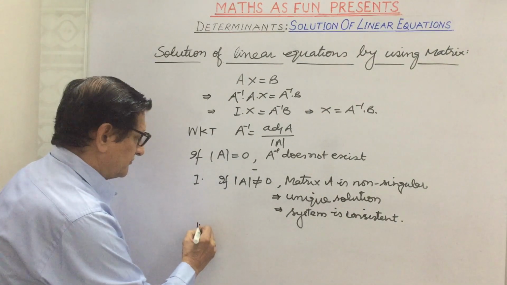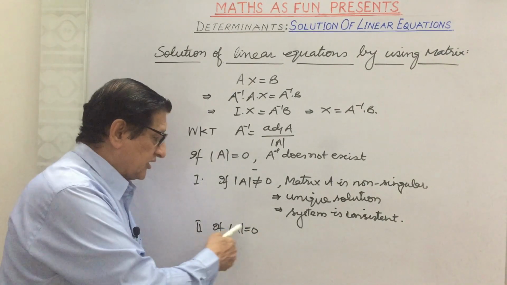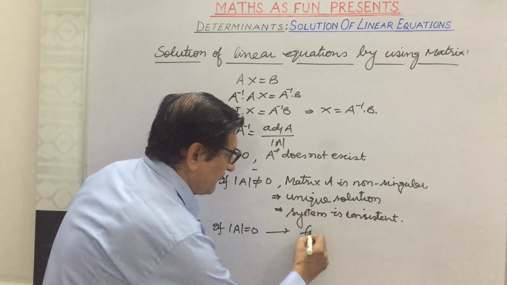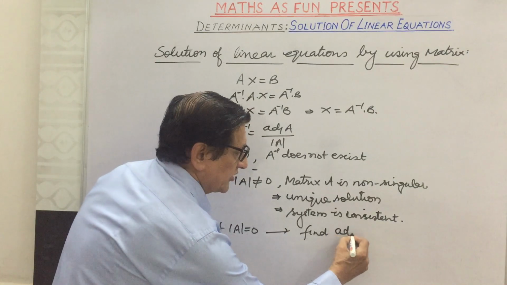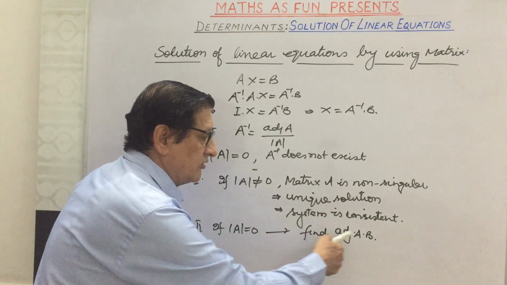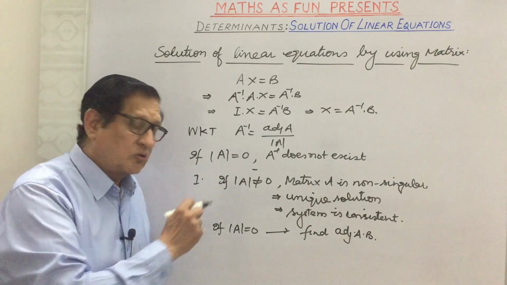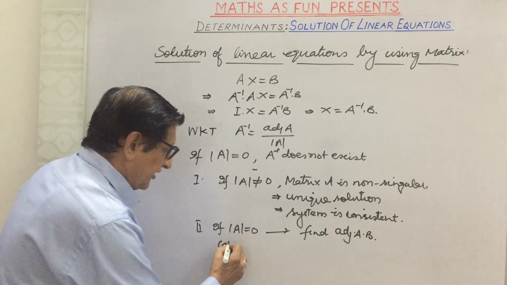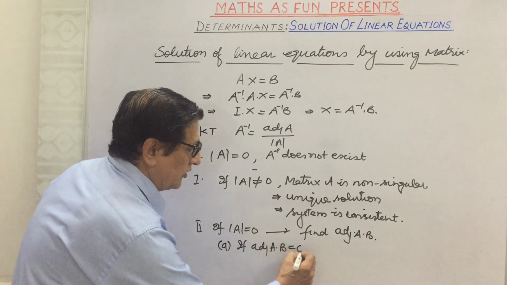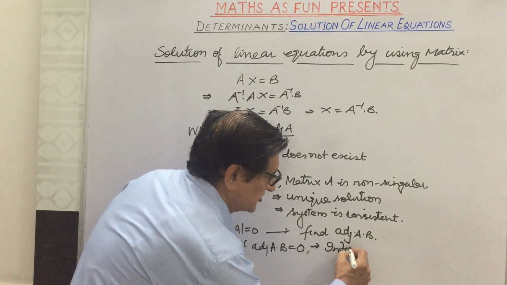Now the second case comes if determinant A is equal to 0. We know that A inverse does not exist. It means what we will do, we will find the value of adjoint A into B. Then depending on the value of adjoint A into B, we will decide what type of solution is there. We get two cases here again. Number one case says if adjoint A into B is equal to 0, then there are infinitely many solutions.